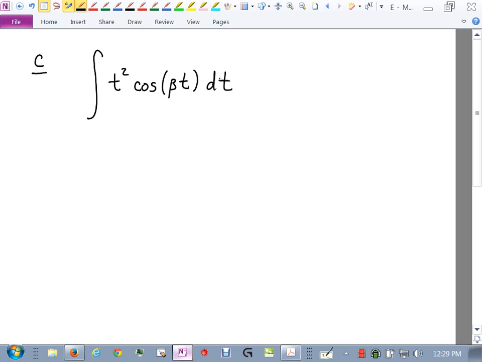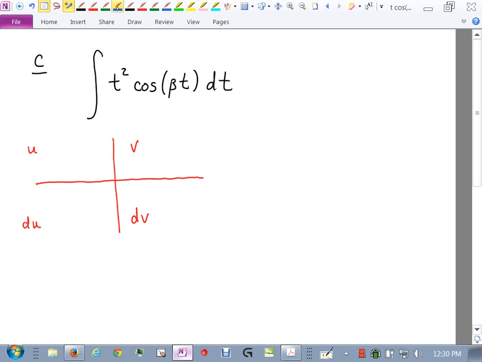This looks a lot like the one we just did a little while ago where it was x sine 10x, doesn't it? X sine 10x. Except instead of having the x, we have t squared. Let's just see what happens. Integration by parts is the technique I'm going to attempt. U, du, dv, v.